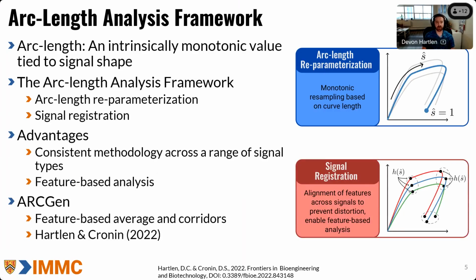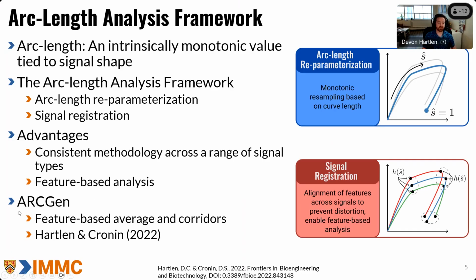And the arc length analysis framework is based on two components. The first, in the upper right-hand corner, is arc length reparameterization, where we monotonically resample all responses or signals based on the length of the curve. The second, and in my opinion sort of the secret sauce to the entire thing, is signal registration, which allows us to align features across a family of signals to prevent distortion and enable feature-based analysis. The advantages of the arc length analysis framework is it is a consistent general methodology that works across a wide array of signal types, and it provides feature-based analysis.